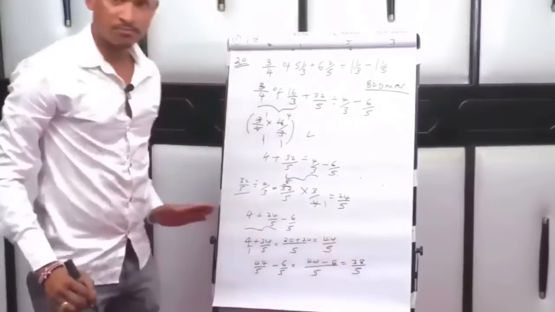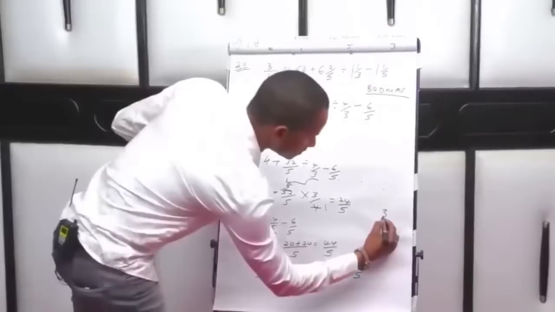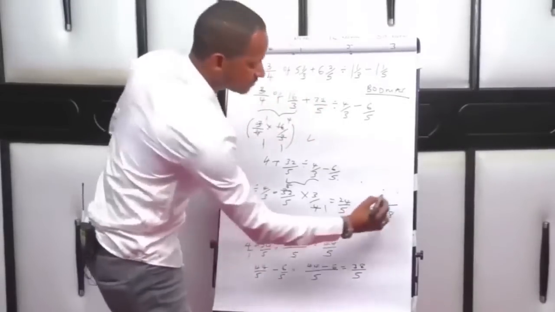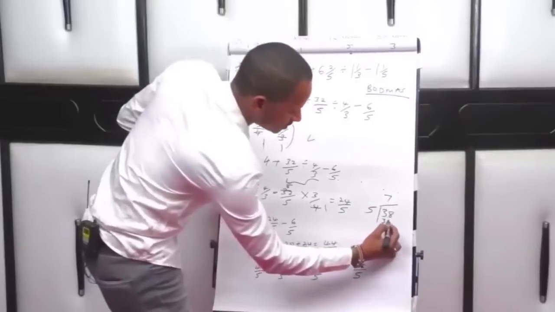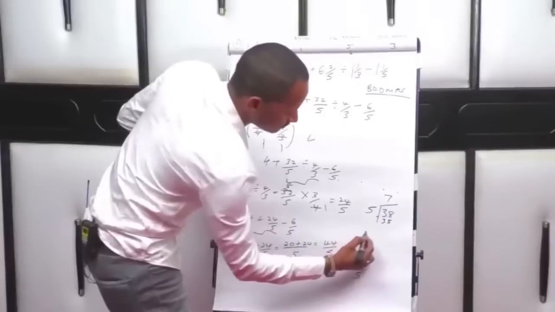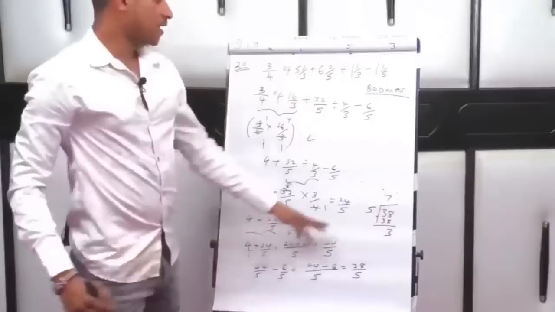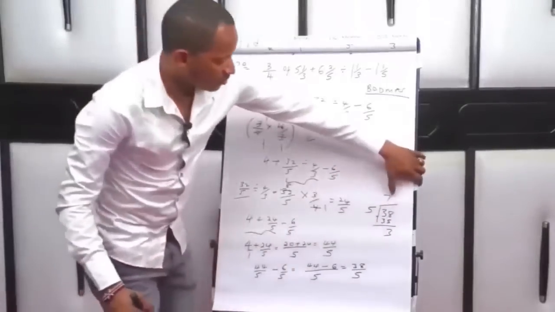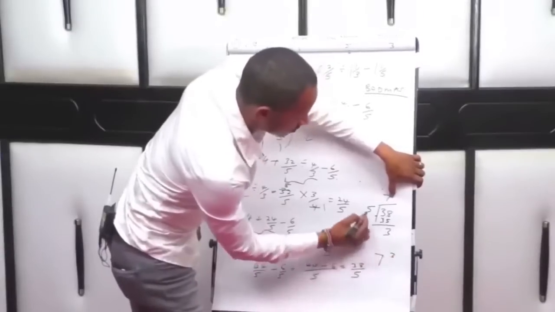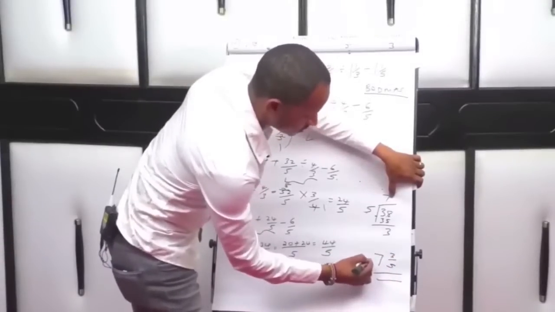You can't leave it as an improper fraction, you leave it as a mixed fraction. So divide this, which is 38 divided by 5. 5 goes into 38 7 times, which is 35. Then you subtract. So the remainder is 3. So when you write it, the whole number is 7, then the fraction is 3 over 5. So this is the answer.